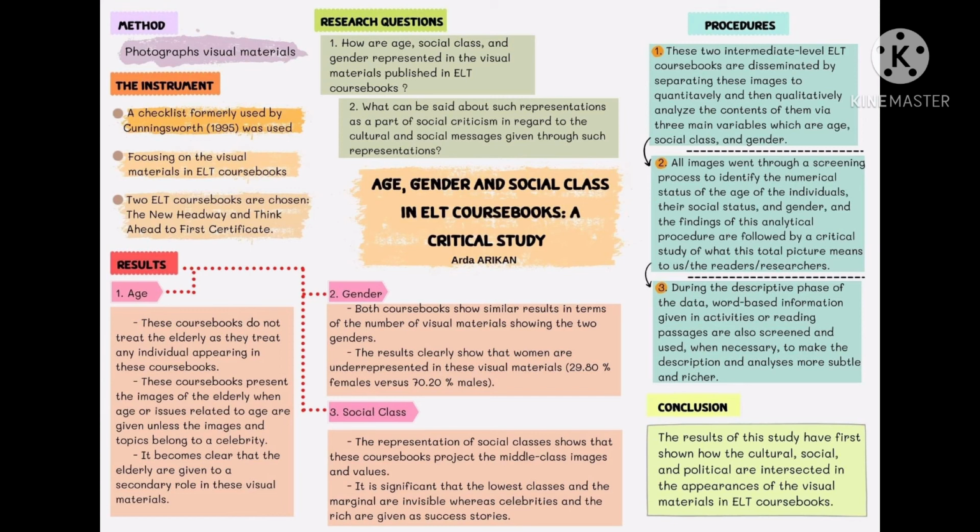The representation of social classes shows that these coursebooks project middle class images and values. It is significant that the lowest classes and the marginalized are invisible. Various celebrities and the rich are given as success stories. And the last is the conclusion. The result of this study has shown how the cultural, social, and political are intersected in the appearances of the visual materials in English language teaching coursebooks.